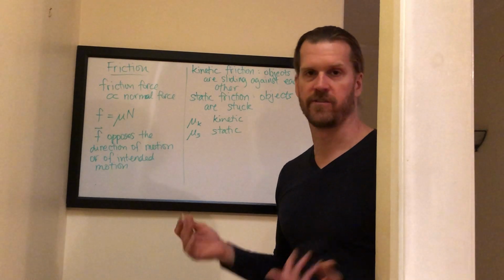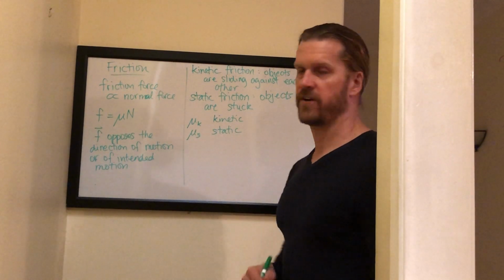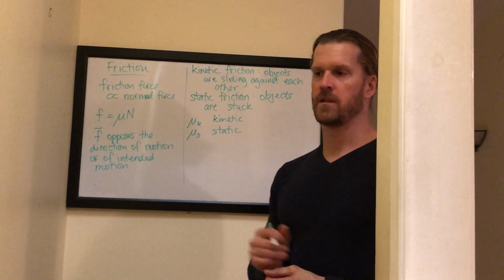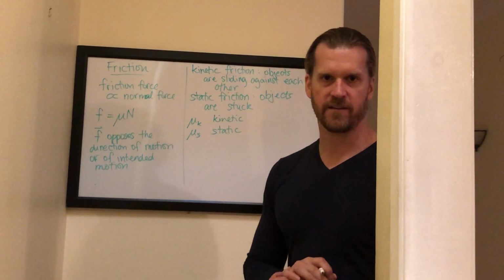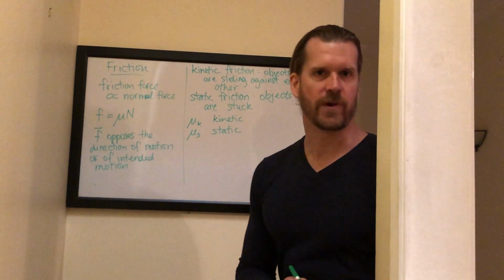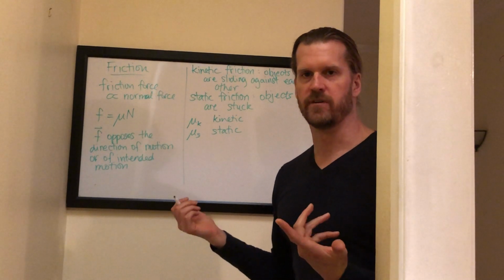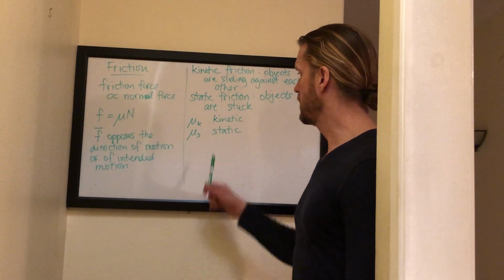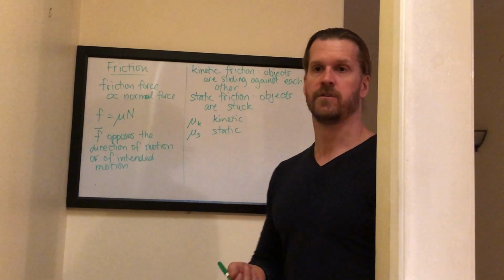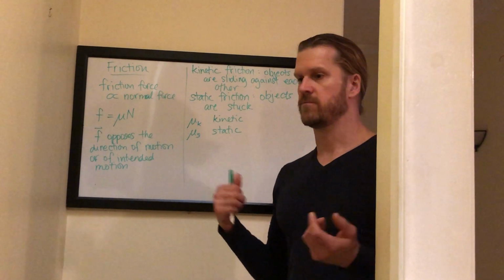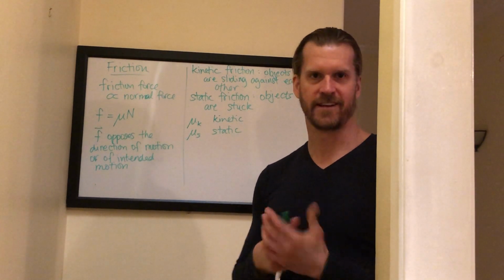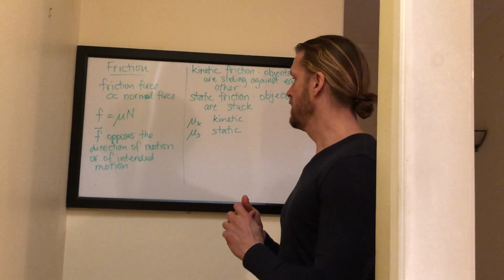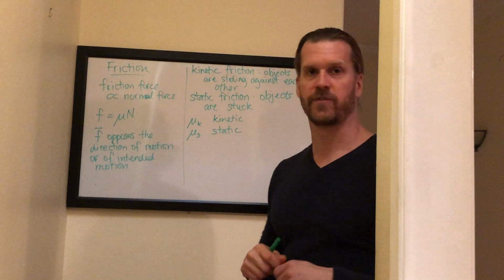Engineers and physicists measure the values of these things for different materials. For example, if you have, say, a rubber trash can on concrete ground, there's a lot of friction. If you've ever tried to move a heavy trash can on the ground, there's a lot of friction there. So this may be a relatively large value. On the other hand, if you have, say, steel against ice, like an ice skate, there's very little friction, so that coefficient would be small. There's a table in your textbook that gives you values for these things.